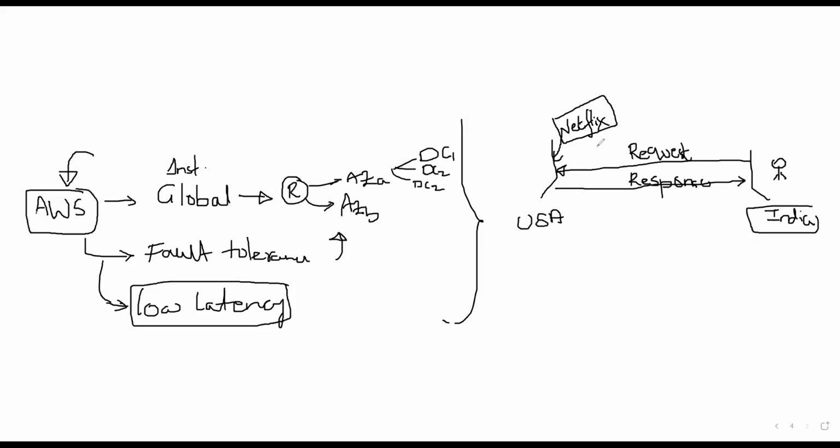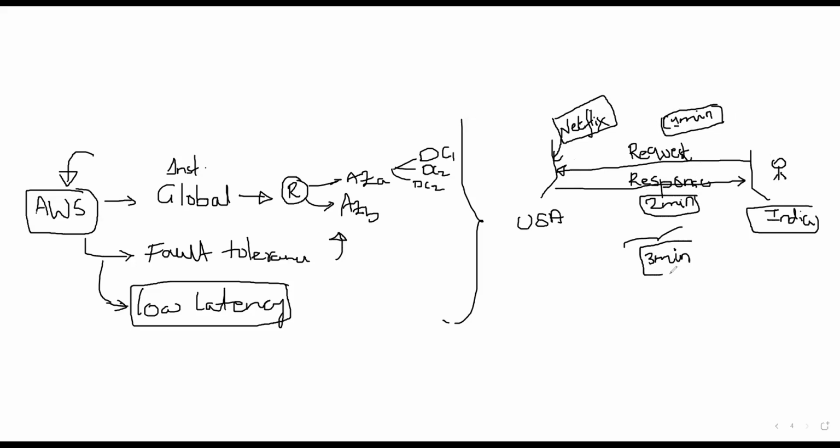Let's say I'm requesting, my request goes from here to here. Let's say it takes 1 minute to reach Netflix. And after 2 minutes, it is responding to me. In 2 minutes, the movie is opening for me. Now, what is the total latency? 3 minutes, right? It means to open any movie, it is taking 3 minutes overall.